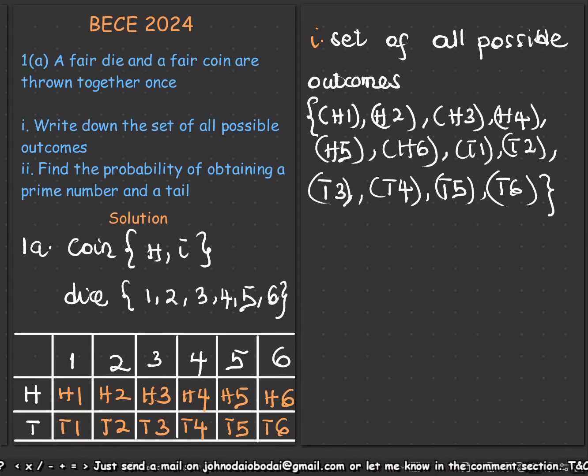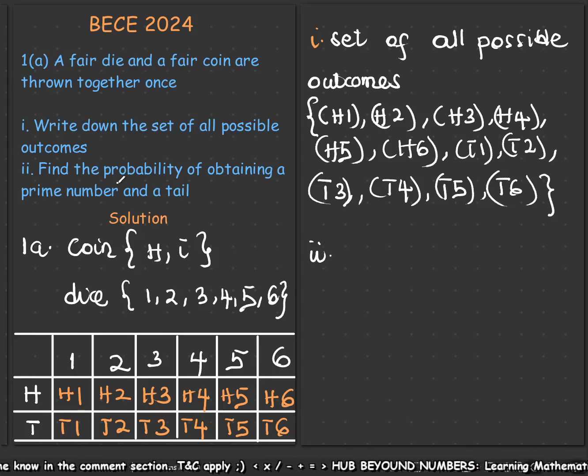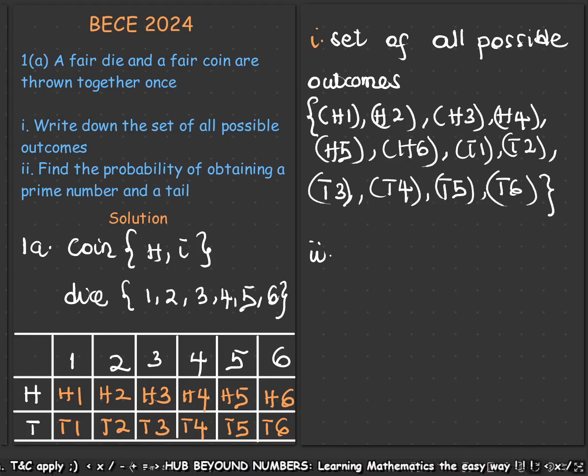It is important you do that, because with this you've just written the outcome, but if you put it in the braces, the curly bracket, that is where we would say you have actually answered the question. Now the second part says find the probability of obtaining a prime number and a tail. A prime number and then a tail.